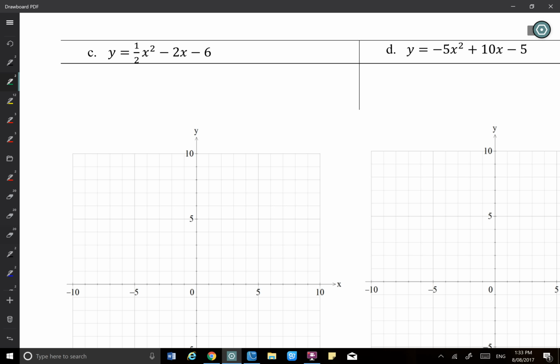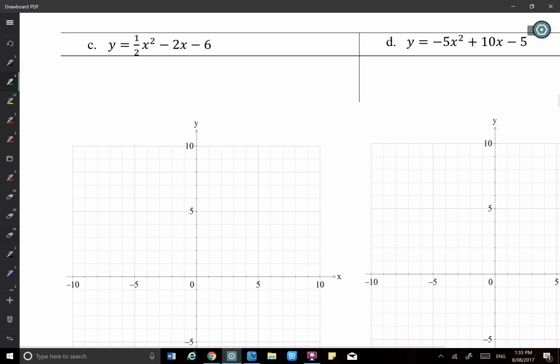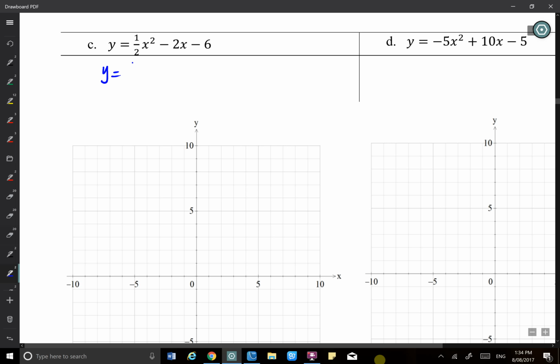Okay, for this one, we have the half in the front, which is a coefficient in front of x squared. To make it easy to factorize, I can first take out the half as a common factor. So I have x squared minus 4x minus 12 here. And now it's easy for me to factorize. That's x minus 6 and x plus 2. That will give me minus 4 in the middle.